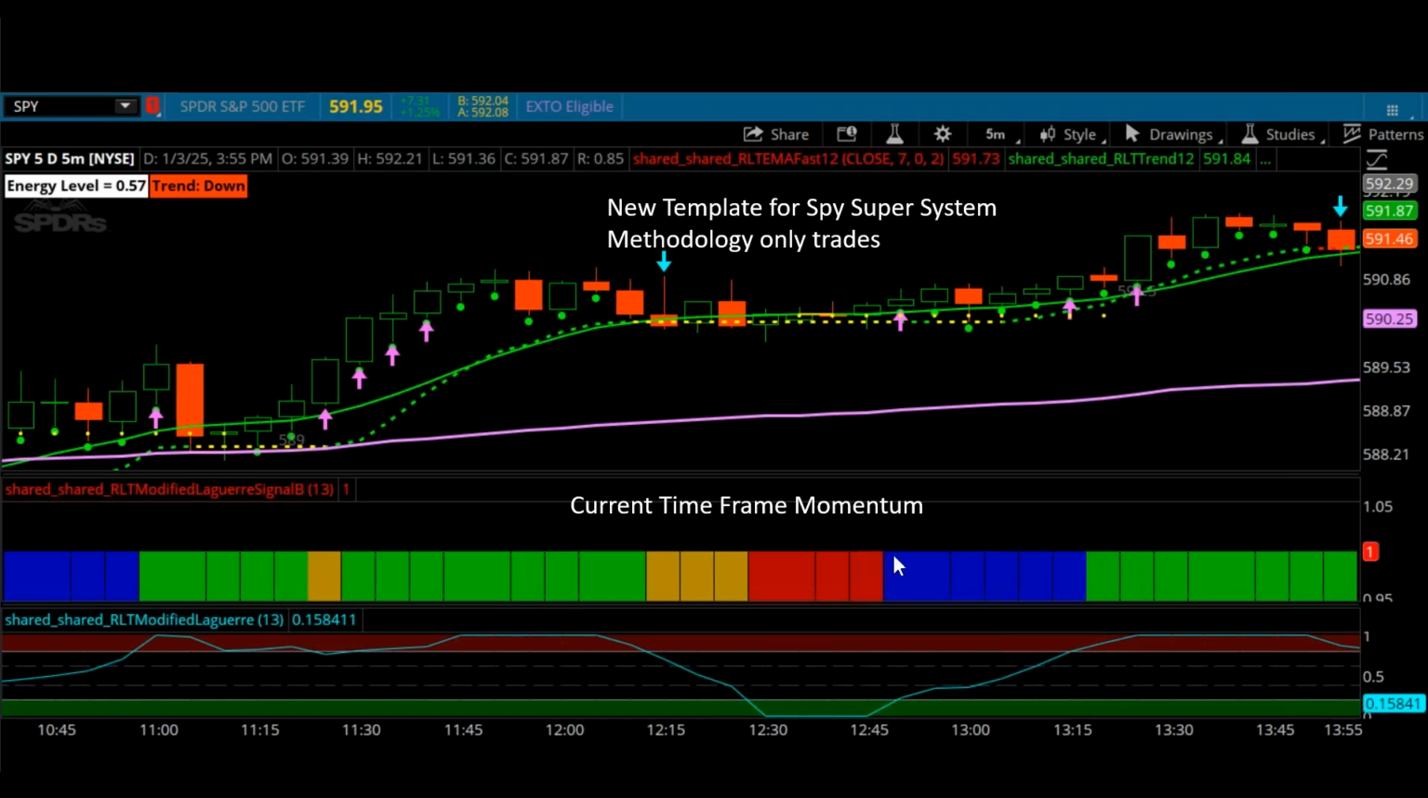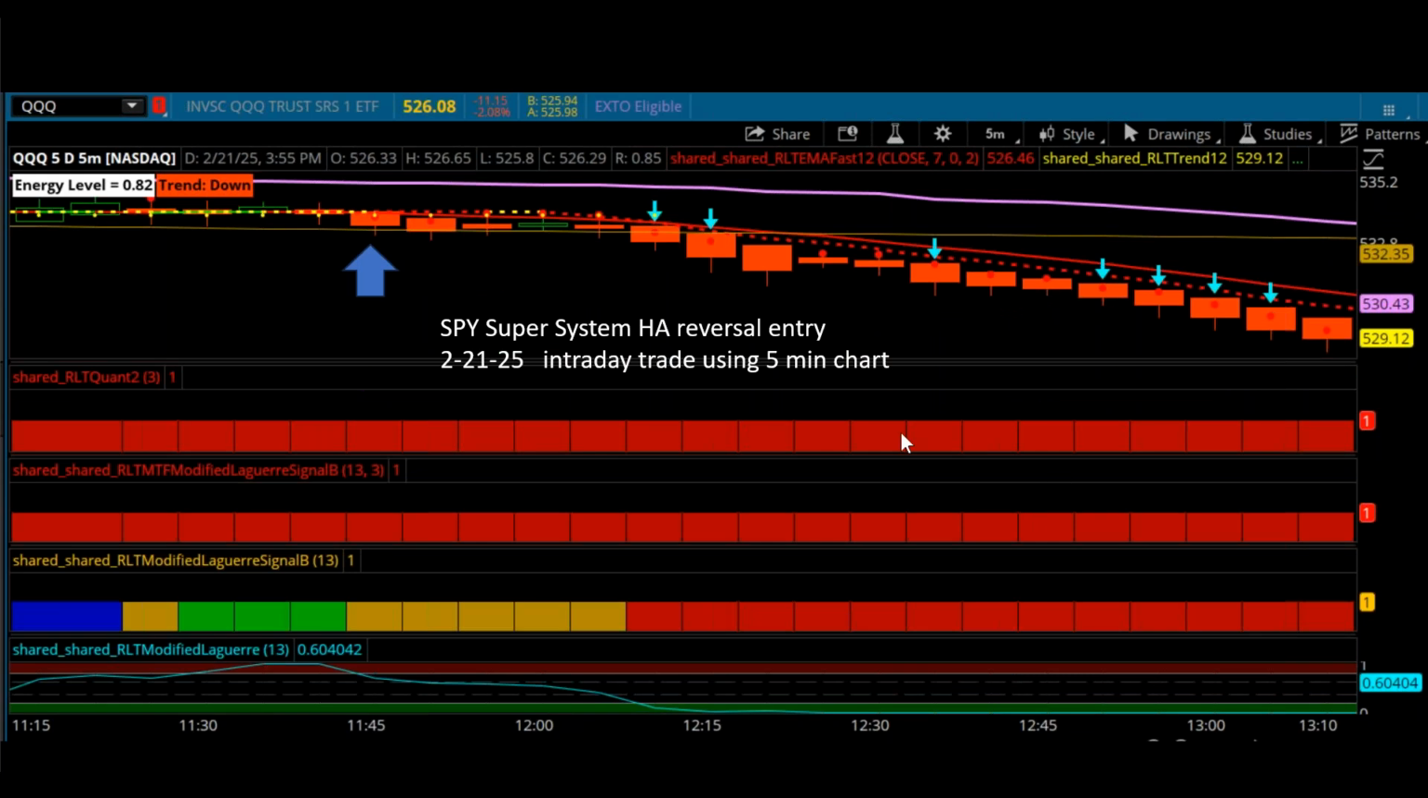All right, so this is what the template looks like. Everything's there except the other indicators, but you don't need the other indicators for doing SPY super system methodology, which is just trading 5-minute candlesticks for quick ins and outs, right? Because you don't care about the daily when you're doing that, right?